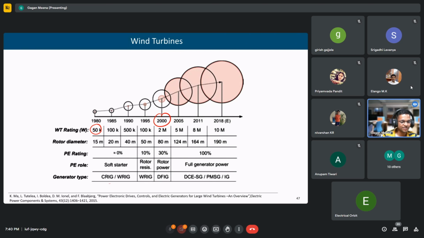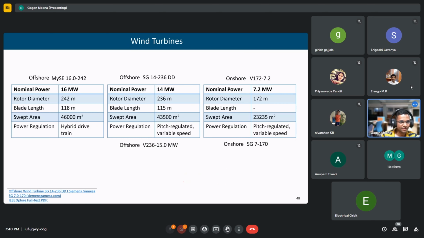And also in the converter, you can see now we are using DFIG and even PMSG is also being used. So these are some examples of the wind turbines which are commercially available. They are also being deployed. They are being used in several plants. Mostly these are being used. These are most widely used.